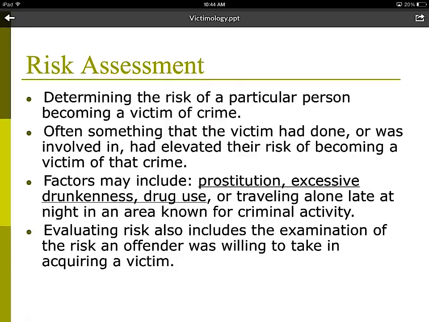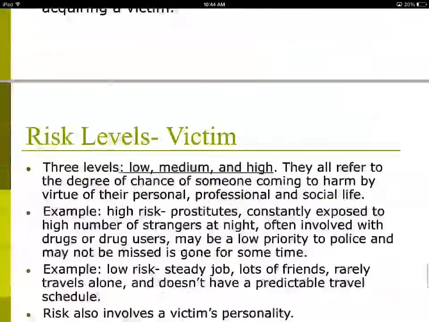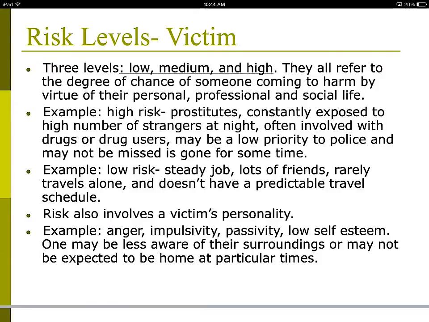Evaluating risk also includes examining the risk an offender was willing to take to get this victim. Looking at the risk levels, there are 3 levels: low, medium, and high. They all refer to the degree of chance someone has of becoming a victim based on their social life, their background, and their profession. An example of high risk is a prostitute, because they're highly exposed to many different strangers on a nightly basis. Often these people are involved with drugs.